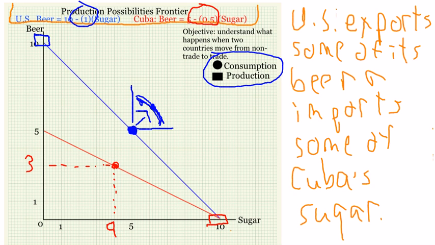Likewise, Cuba, they're going to get some more beer and more sugar. We don't know exactly where they're going to be consuming out here, but they are going to be consuming at what was formerly one of those infeasible regions. And the denouement of all this is that both Cuba and the U.S. are able to consume an amount of beer and sugar that they never could without trade. And so with trade, both get something for nothing. To see some actual numerical examples of how this will be the case, there's going to be another video for that.